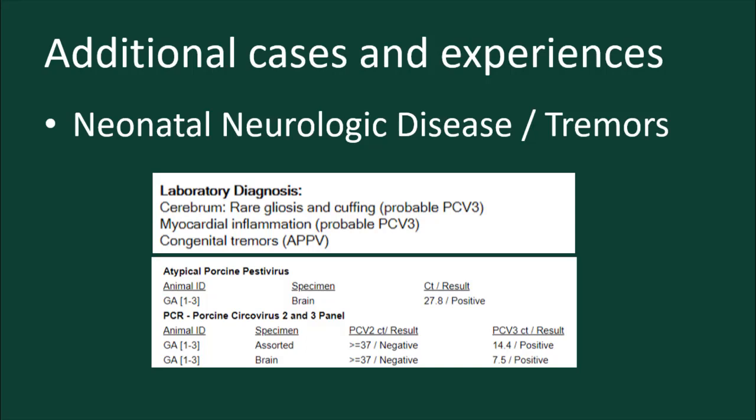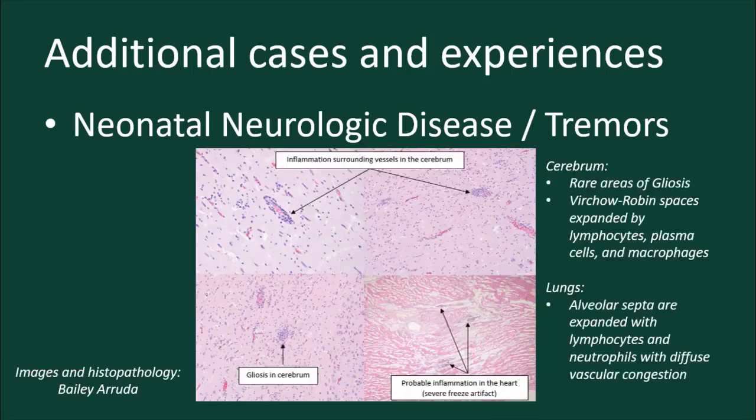Diagnostically, PCR said that pooled tissue in the brain was positive for atypical porcine pestivirus, so I will give that caveat. But what was really impressive to us, as you see here, is that the CT on the brain tissue was a 7.5. And then histologically, lesions that were more compatible with PCV3 than pestivirus were present. I think these slides were shown earlier, so I won't belabor them. I will give credit to Dr. Arruda. Thank you for that.